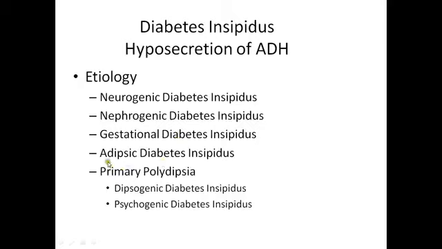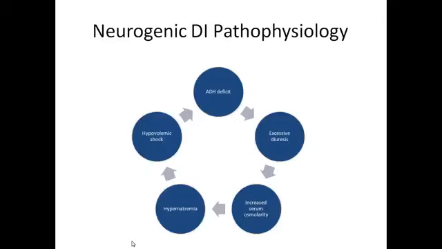We'll talk about this. Adipsic diabetes insipidus is where the patient is not taking water and there is diabetes insipidus. Then primary polydipsia, dipsogenic diabetes, and psychogenic diabetes insipidus. Primary polydipsia is when the patient is taking a lot of fluids, so that can be dipsogenic or that can be psychogenic diabetes insipidus.